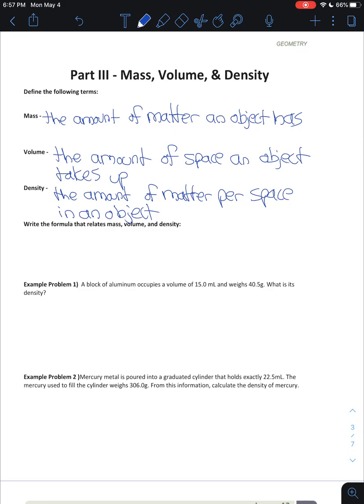So if you imagine a square rock that had a side the length of a foot, that's going to be a lot heavier than, say, a cake that's that size. Because the rock is a lot more dense than a cake, which is kind of fluffy and has a lot of space in it. So that's how you can think about those three concepts.